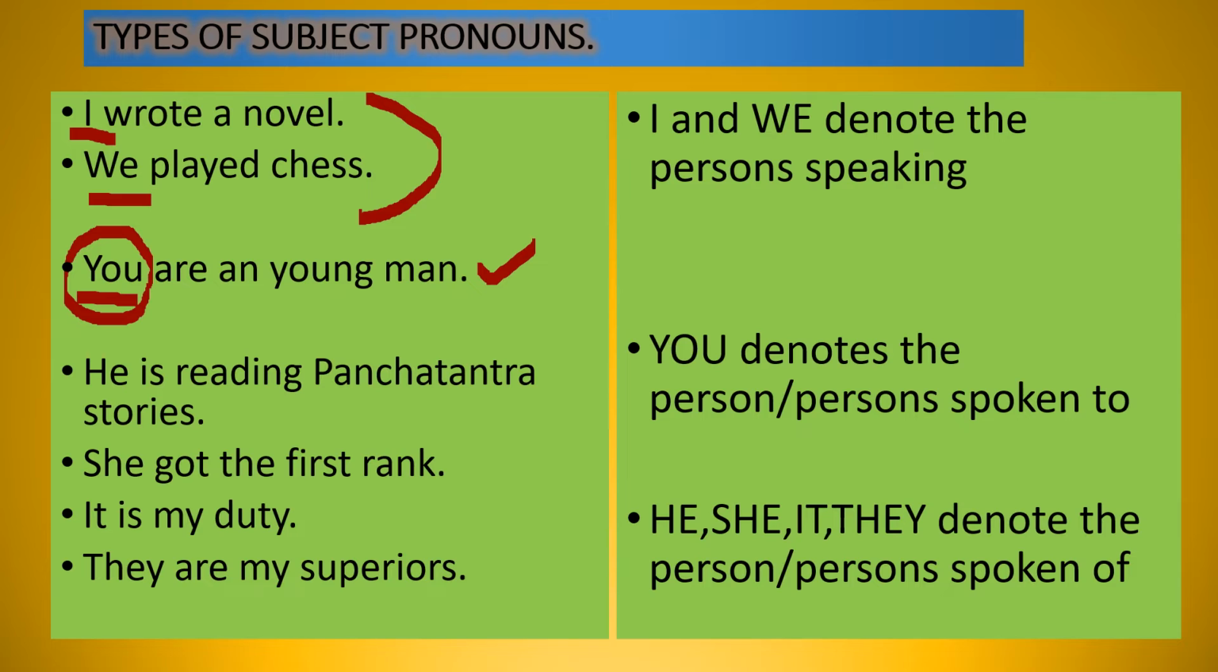Next, in the third category, he, she, it, they. These four subjects denote the persons spoken of. These persons are not standing before you. We are speaking about the third one.